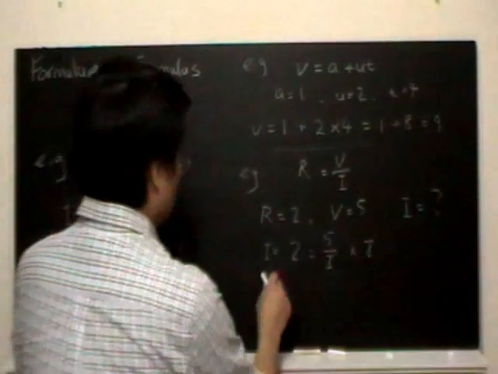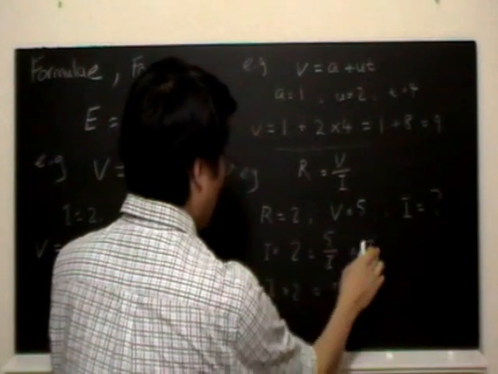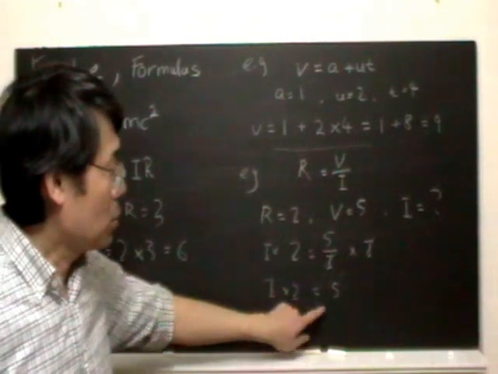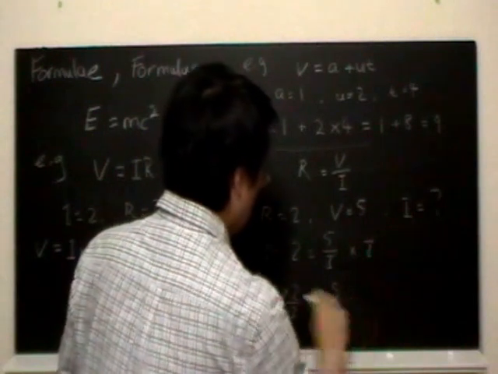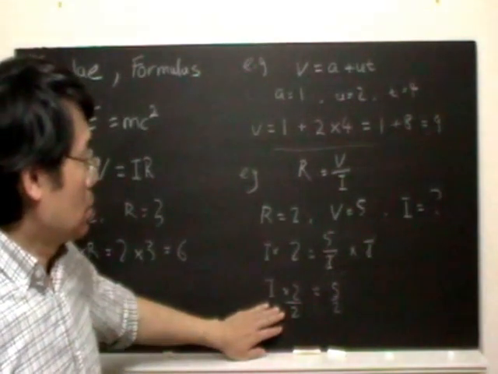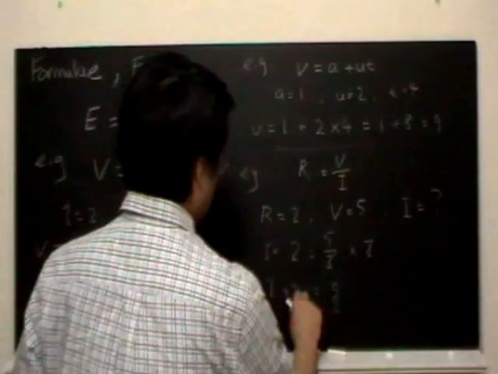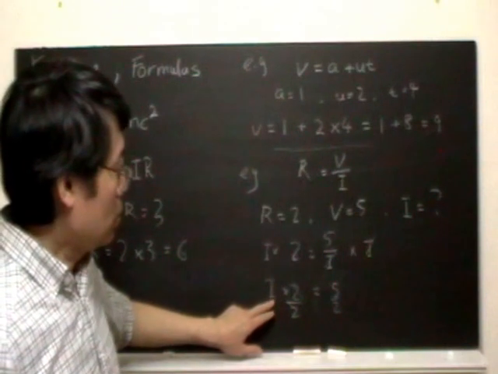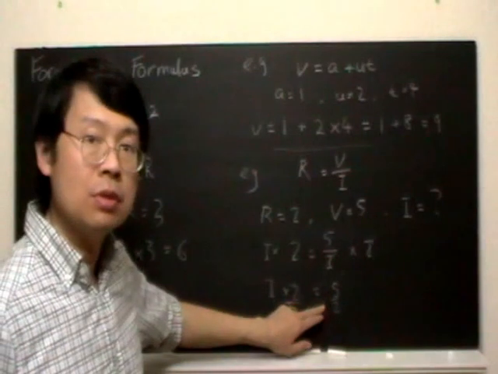Now let me write this down first. This is I times 2. That's just 5. I and I have cancelled. So now we divide by 2 on both sides. Two over 2 is 1. They cancel. And therefore, we have our answer that I is equal to 5 over 2.